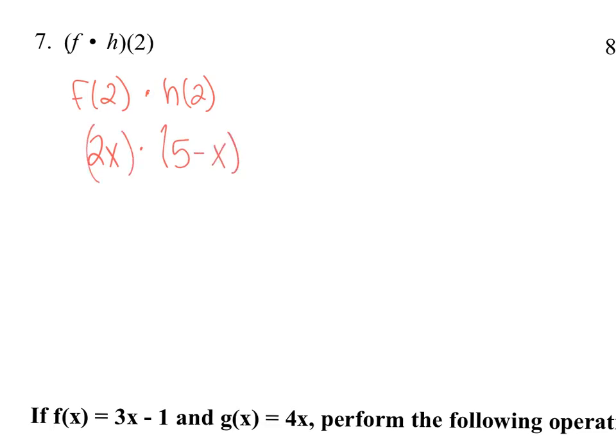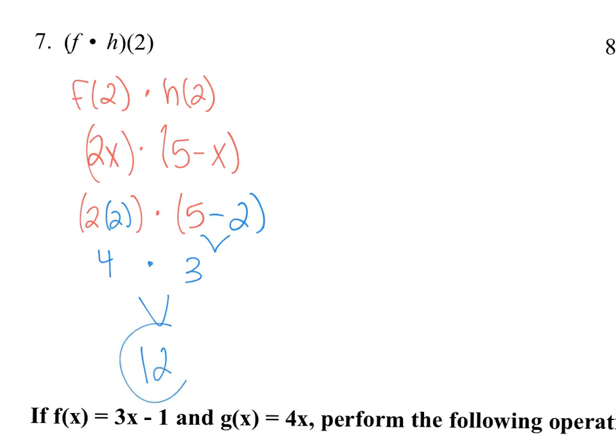What's my next step now? What do I need to plug in? What number am I plugging in? 2, thank you. So 2 times 2 times 5 minus 2. Once again, PEMDAS, first step. Yep, and which parentheses am I going to do first? Does it matter? Not really, right? So 4 times, what's in this parentheses? And what's 5 minus 2? And then what's 4 times 3? 12. Good.